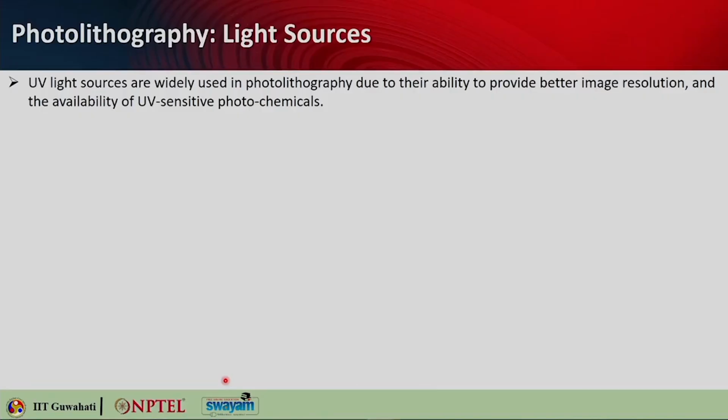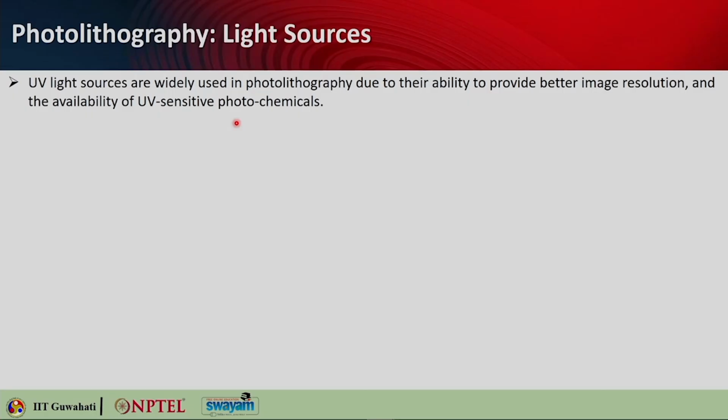So when we look into photolithography first, it tells you that light is involved. So you can think of the light sources, and popularly UV light sources are widely used in photolithography, and that is because of their ability to provide better image resolution and the availability of UV sensitive photochemicals. Okay, so these are the main two reasons.